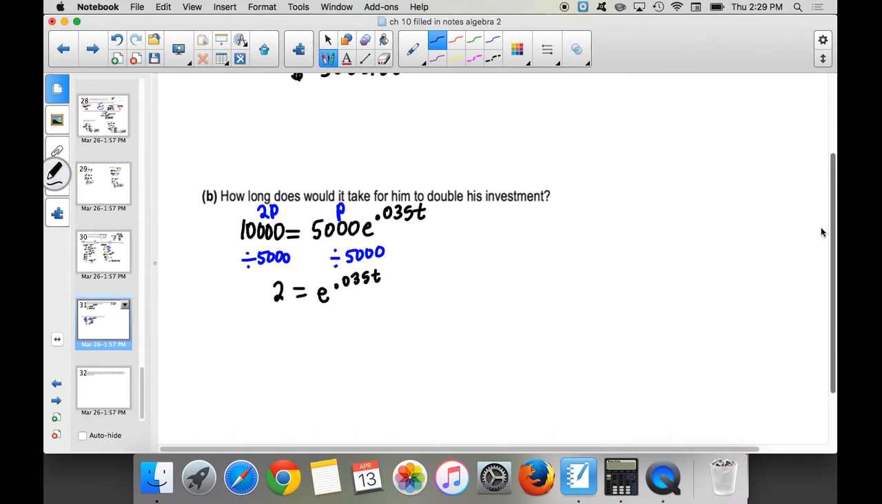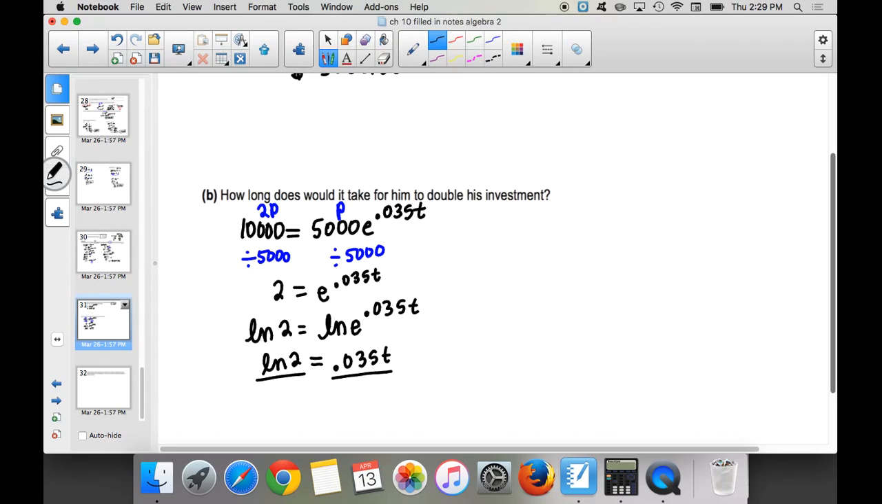So we're going to take the natural log of both sides. So I'm going to do natural log of 2 equals natural log of e to the 0.035t. And the natural log and e cancel. So I have my 0.035t equals natural log of 2. So I divide by 0.035. So I get t equals natural log of 2 over 0.035.